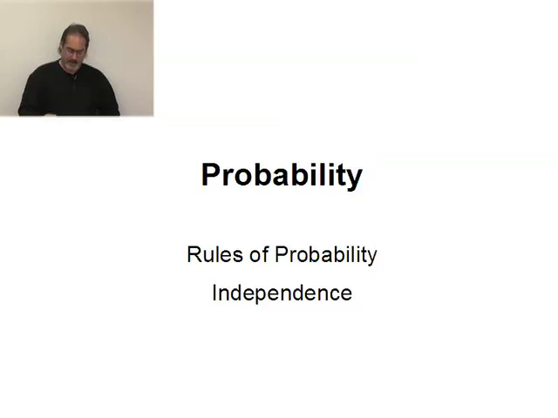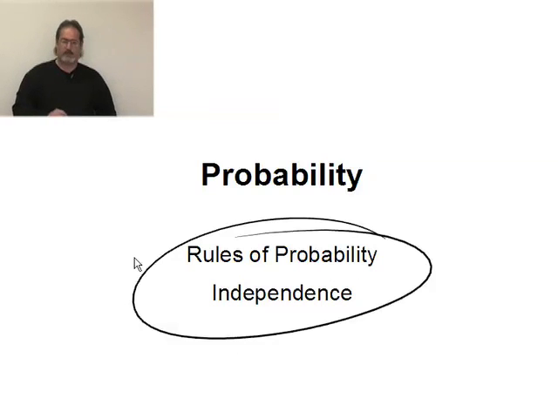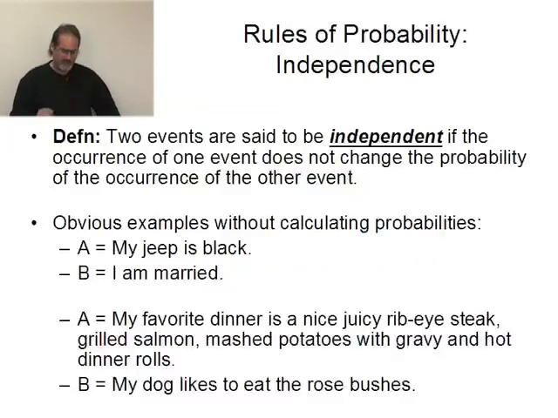Let's take a look at a few more rules of probability. In particular, let's talk about the idea of independence. By definition, two events are said to be independent if the occurrence of one does not change the probability of the other.